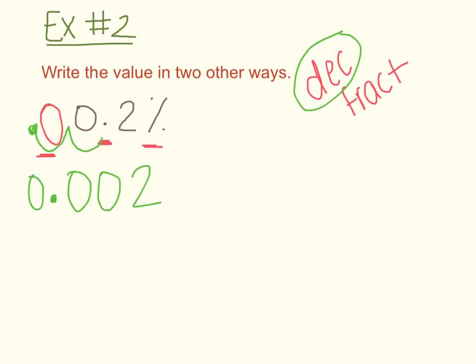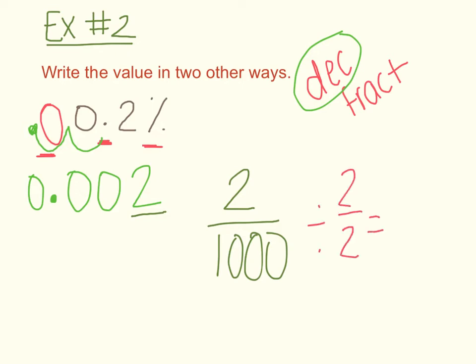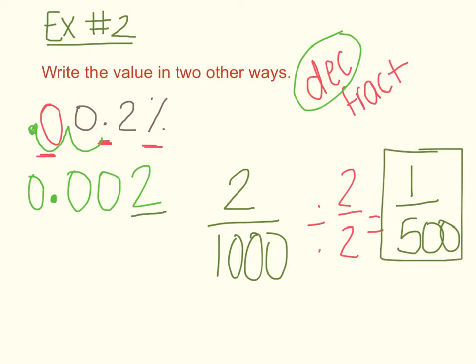Now I can change that into a fraction. I look at the last digit. The 2 is in the thousandths place, so I put 2 over 1,000. I know 2 and 1,000 can both be divided by 2. And 2 divided by 2 is 1, and 1,000 divided by 2 is 500. So there is my fraction, and here is my decimal.